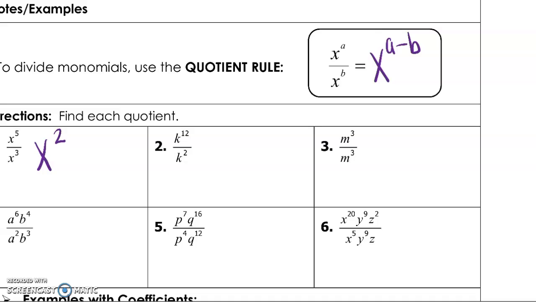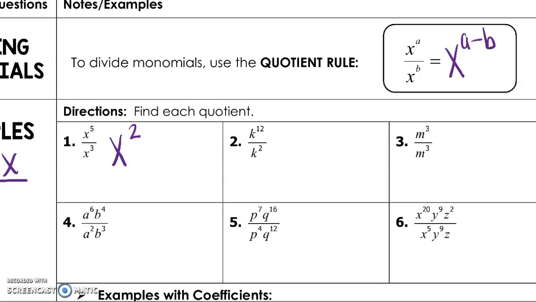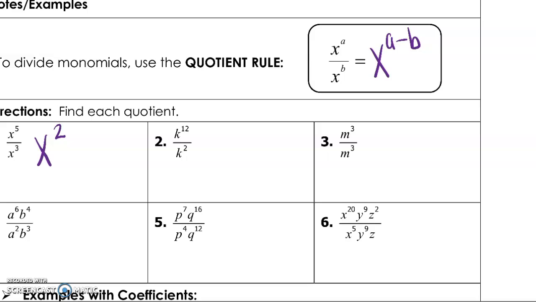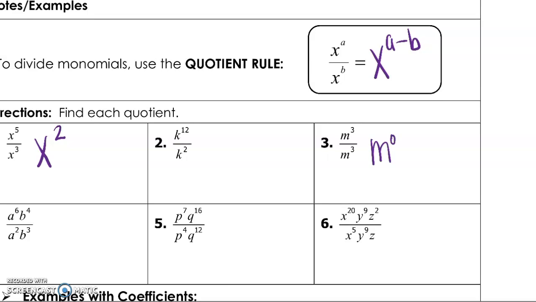So this video is going to have all the odd problems, and then the other video will have the even problems. So number 1, 5 minus 3 gives us x squared. Number 3, 3 minus 3 is actually 0. So if you wrote out m to the 0, you could do that, but you need to change that to 1. Anything to the 0 power is just 1, and the reason is those would cancel out to just 1. So you don't have m left over, you have m to the 0, but you need to write that as 1. So anytime you have the exact same exponents, they cancel out to 1.